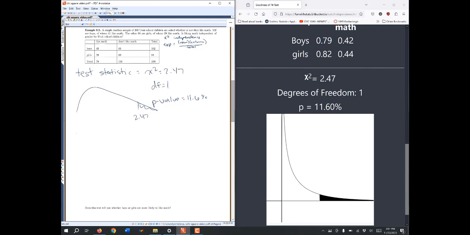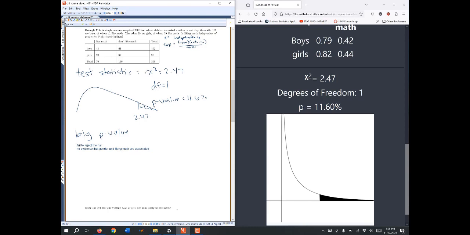So I would say, oh, once again, this is a big p-value. So I would fail to reject the null, and I would say not statistically significant, and I would say no evidence that gender and liking math are associated. And we said that they're not associated, they don't seem to be affecting each other.